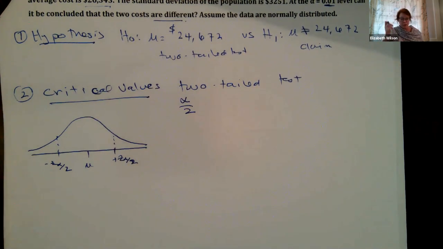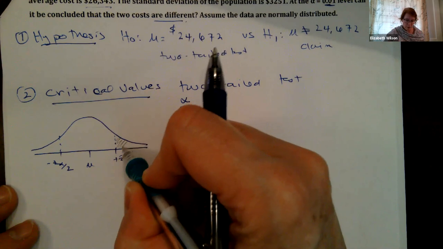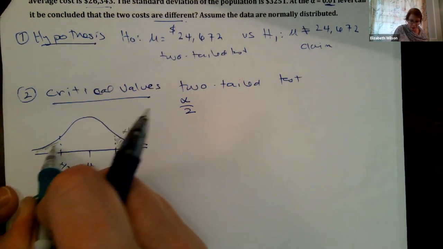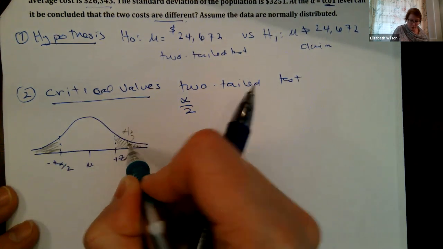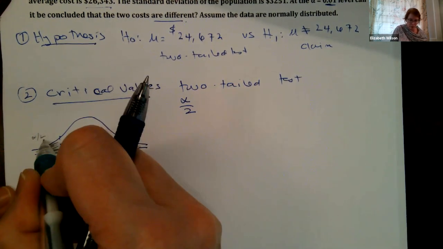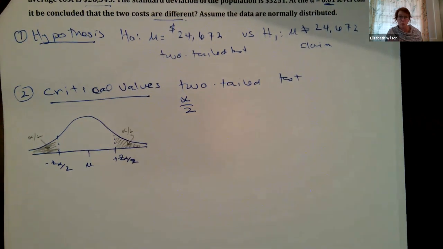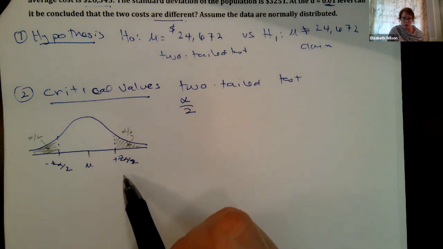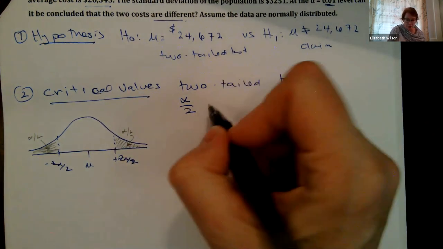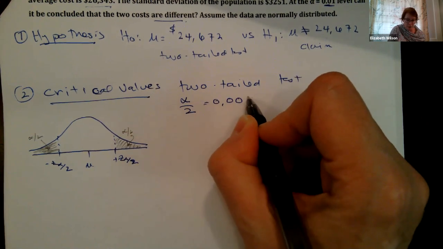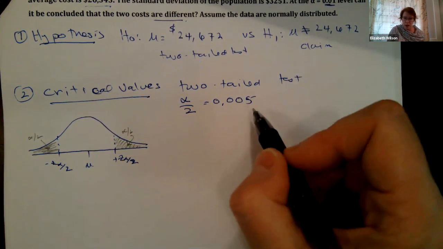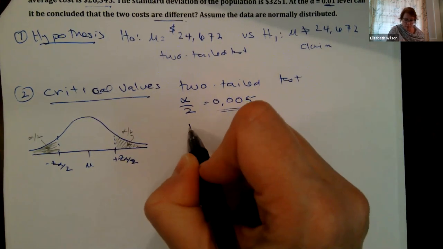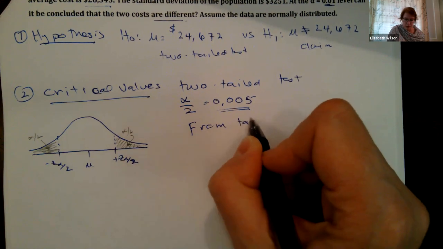So I have two critical regions, right? One corresponding to an area with alpha over two as the area under the curve, and the other the same. That shaded region corresponds to the probability, the area under the curve, which is alpha over two. So I have to find the z values that go with alpha over two. My alpha over two is equal to 0.005.